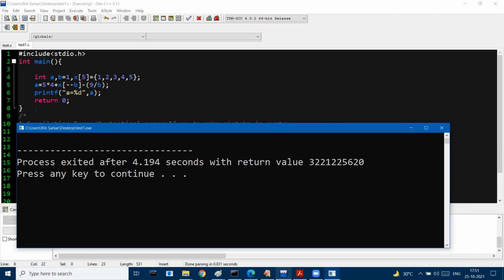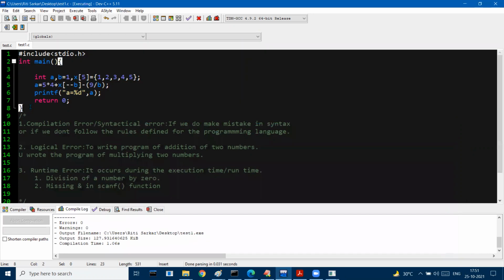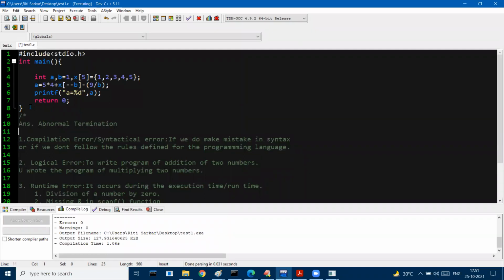So that is why for this example, we are not going to get any output. It will be abnormal termination or some runtime issues. So the answer for this one is no output, actually, abnormal termination.